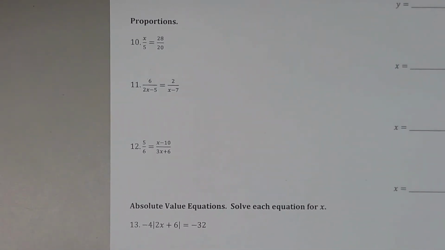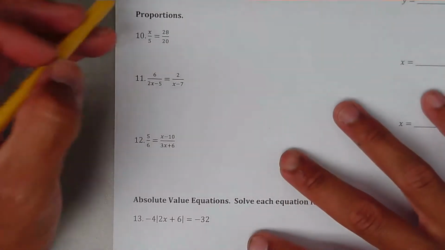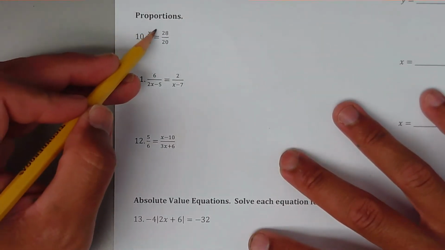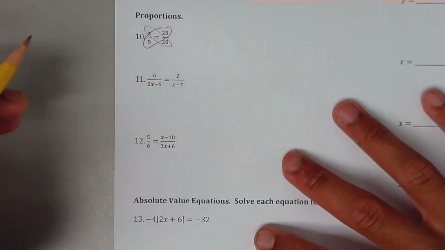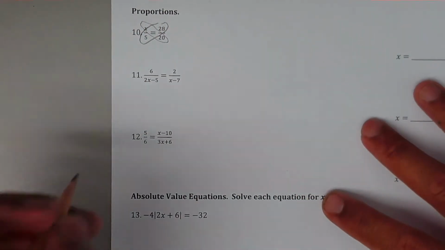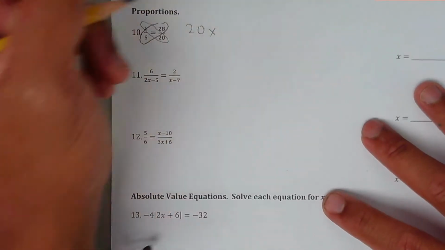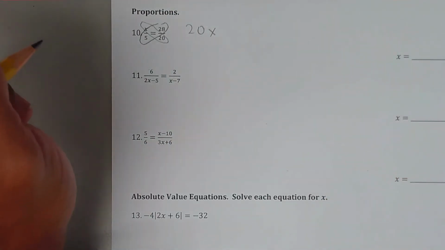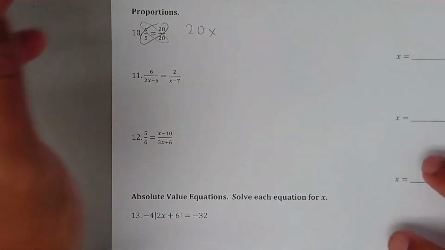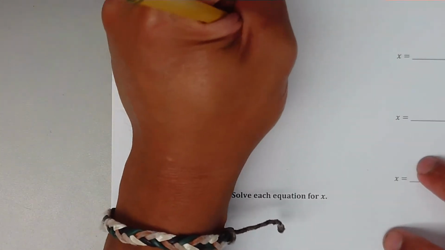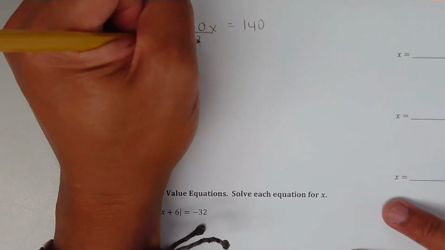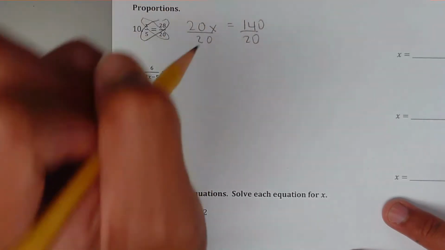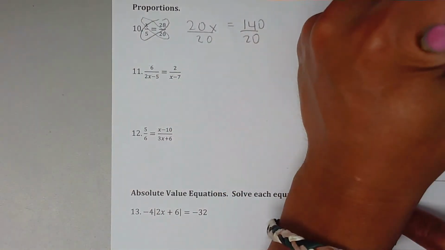All right, question number 10, proportions. Right, we know we can cross multiply. That's what we learned this past Friday. 20 times x, that gives us 20x. And then 5 times 28, let's see, that'd be 140. All right, dividing both sides by 20. We get x is equal to 7.